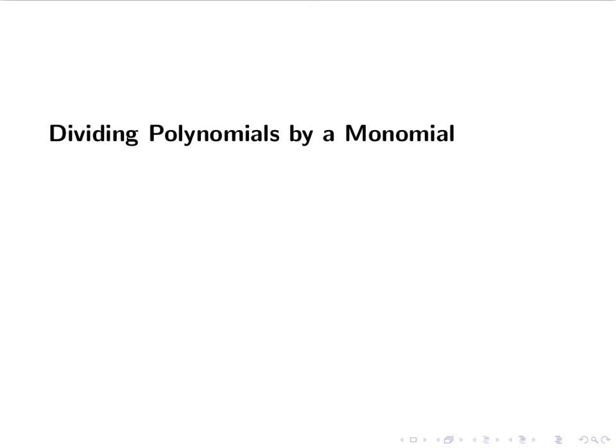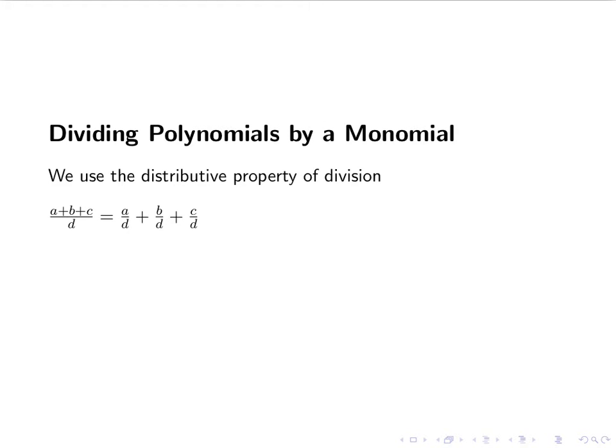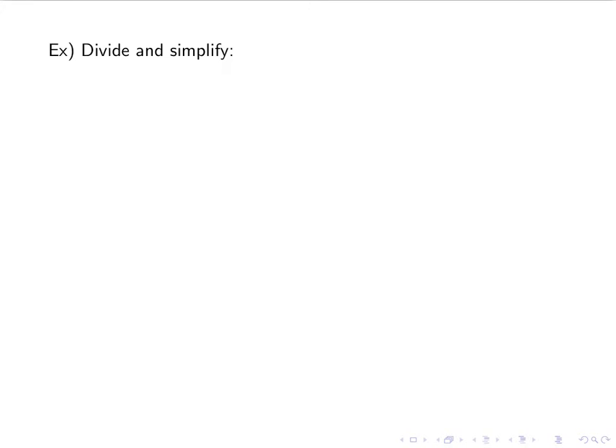Hello everyone. Today we're going to look at dividing polynomials by a monomial. What we're going to do is use the distributive property. Most people tend to think that only works with multiplication, but remember that division really is multiplication. So if I have something like a plus b plus c all over d, I can rewrite that as a over d plus b over d plus c over d. So we're going to be using this along with the rules of exponents to simplify.